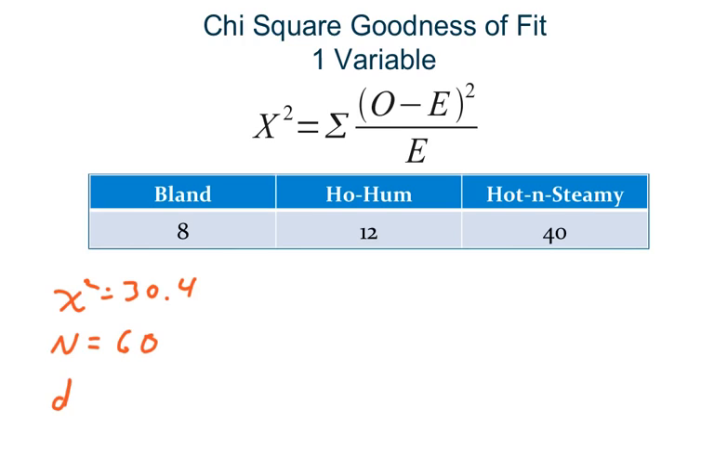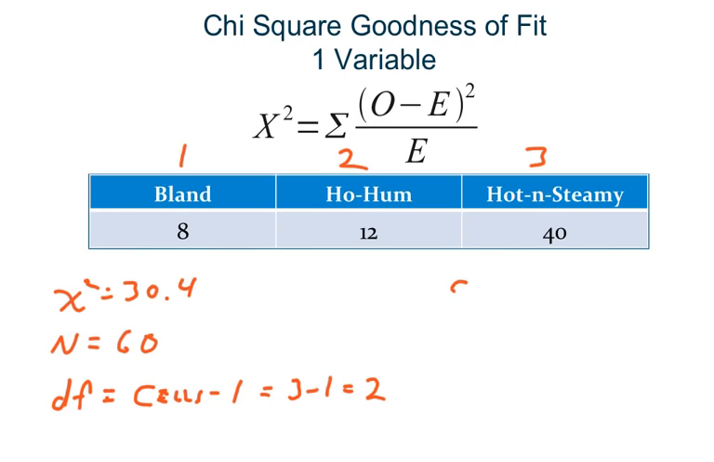And the other thing that we need is degrees of freedom. The degrees of freedom is easily calculated. It is the number of cells minus 1. In this case, that is 3 minus 1, or 2. We have 2 degrees of freedom in this particular experiment because we have 1 cell, 2 cells, 3 cells. Now we can look up our critical value.